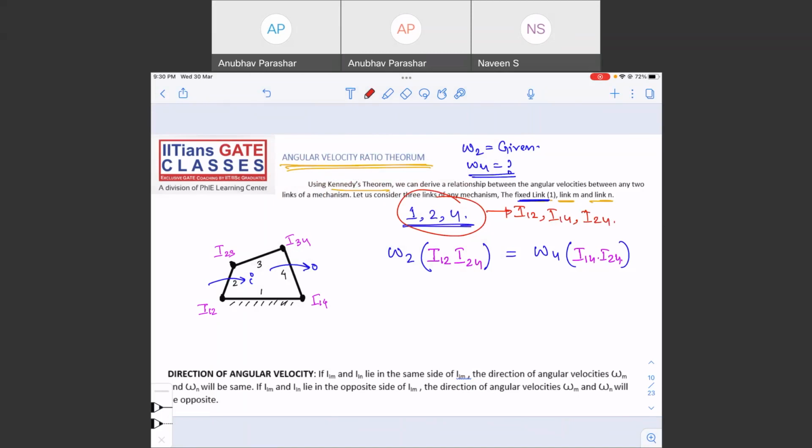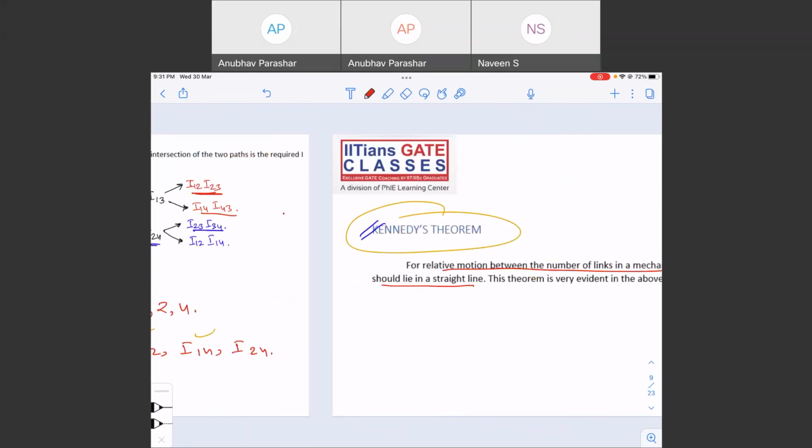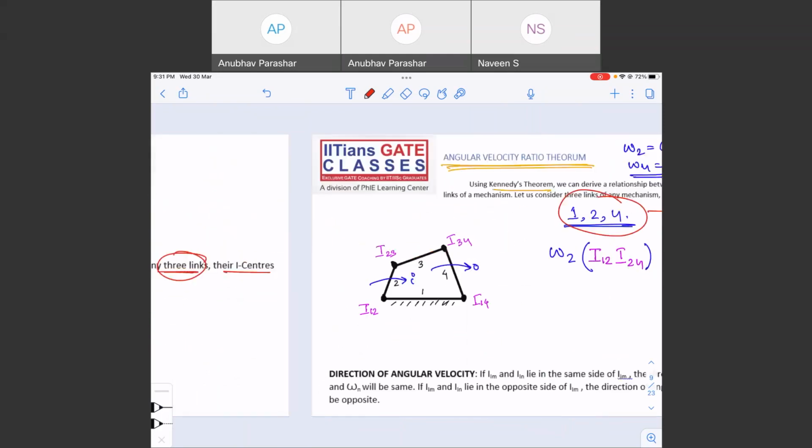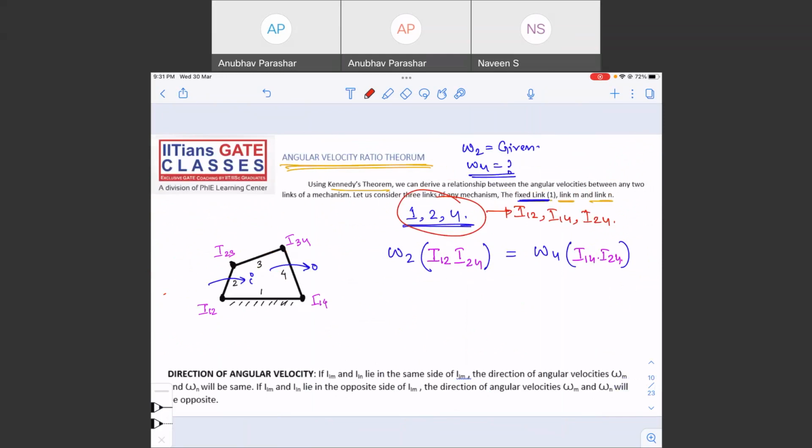So omega 2 multiplied by this distance, and this distance. We have already found out I24. Where did you find out I24? You can see it here. This is I24. Let us draw it.